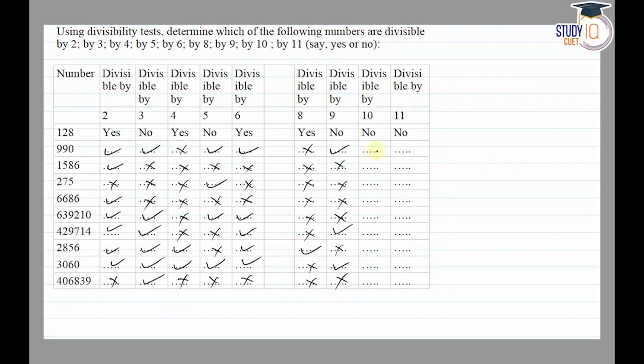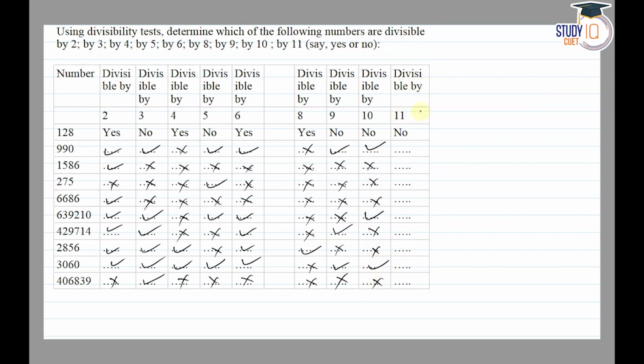When unit digit is 0, then number is divisible by 10. So unit digit is 0. So yes, no, no. Unit digit 6, zero, then yes. 4 not. 6 not. 0 then yes. 9 then not.